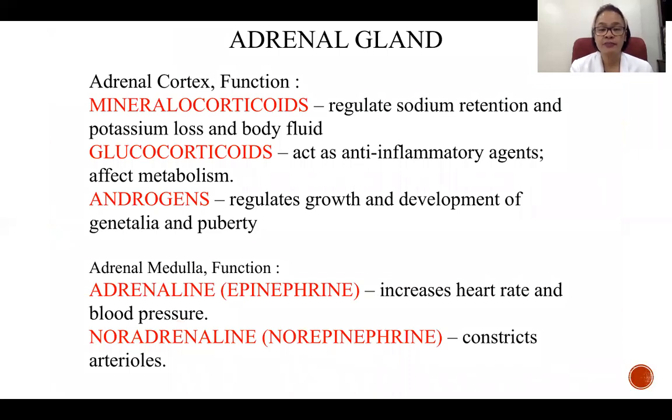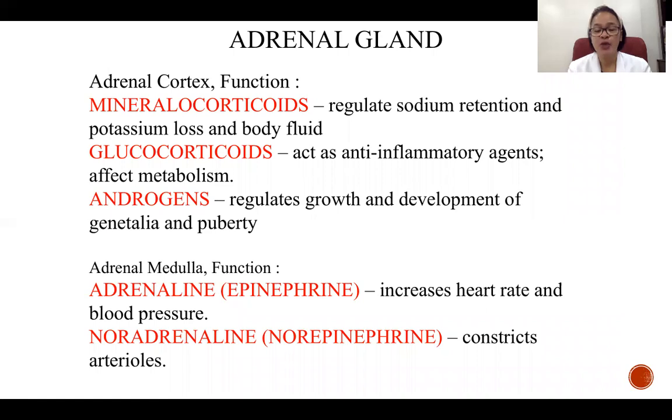Okay, so mineralocorticoids such as your aldosterone are produced in the zona glomerulosa, and these are important in helping regulate your blood pressure and also electrolyte balance. And the glucocorticoids like your cortisol and your corticosterone are synthesized in your zona fasciculata. And what are their functions? It includes regulation of metabolism and even immune system suppression.